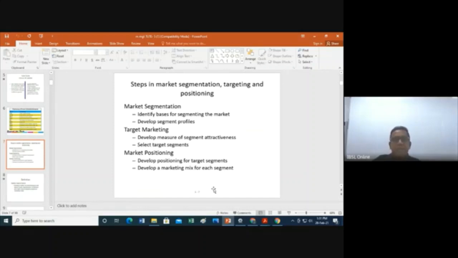At the market segmentation stage, we identify the basis for segmenting the market, and identify the customer profiles in the segments, and then we developed measures to target the segmented markets, and select some attractive segments, which we call targeting, and then we wanted to go and position or market our products in the targeted segments.